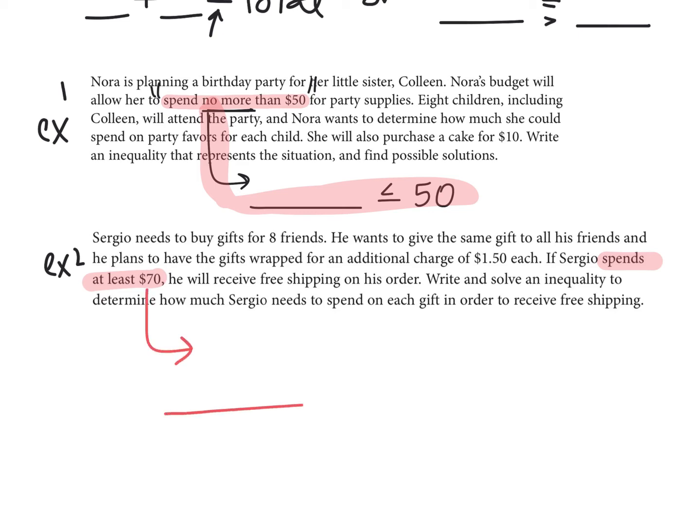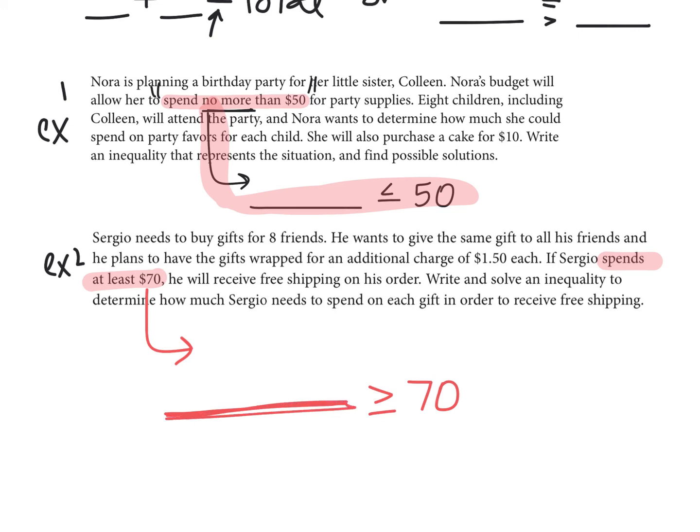Okay, so he's got this whole plan for how he's going to spend the money. He needs to spend at least. That means that amount or more. So that's greater than or equal to $70. And then we're going to work on, again, how to fill in this blank. But I just want you to work on setting that up.